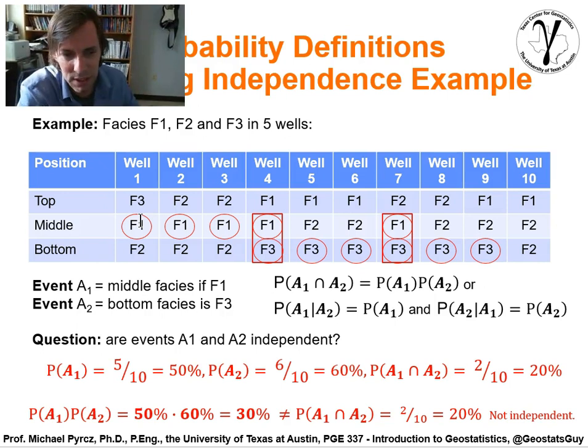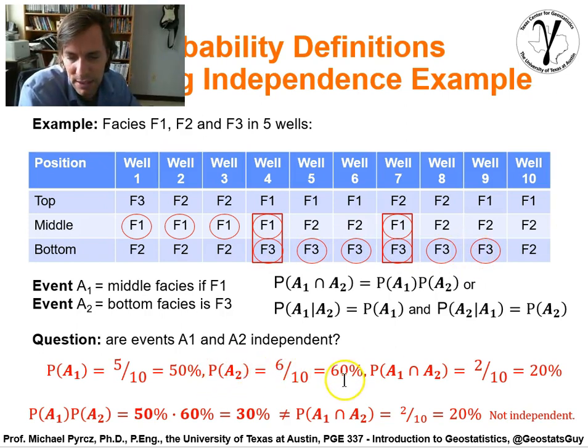So let's draw circles. A1 is the middle, faces F1. 1, 2, 3, 4, 5 out of 10. So we've just done that. We just solved for, in fact, the probability of A1 is 5 divided by 10, 50%. A2 are all the cases of F3 in the bottom section of the reservoir. 1, 2, 3, 4, 5, 6.